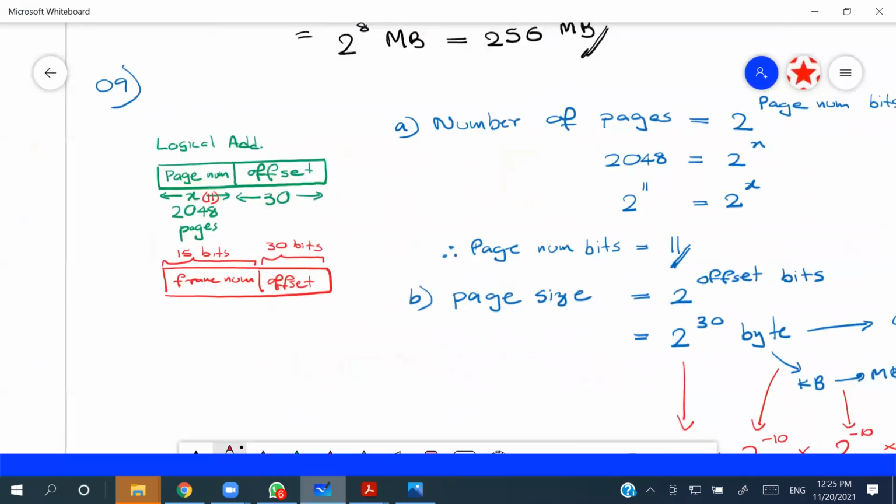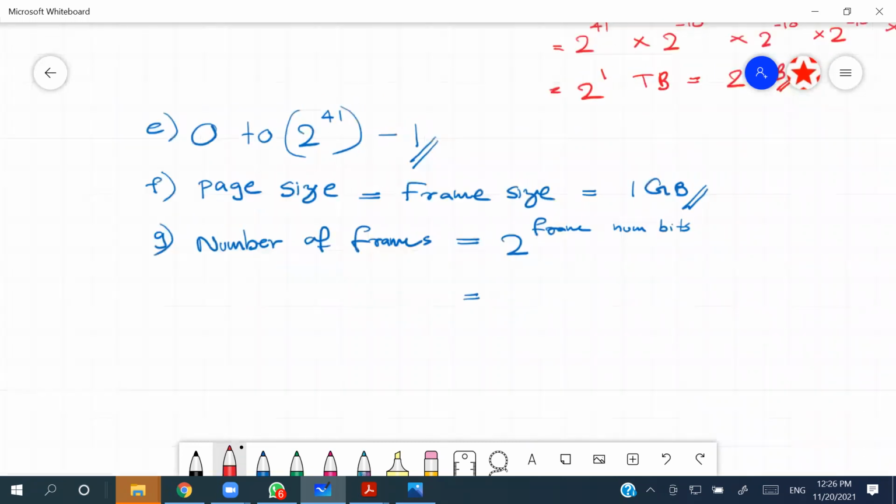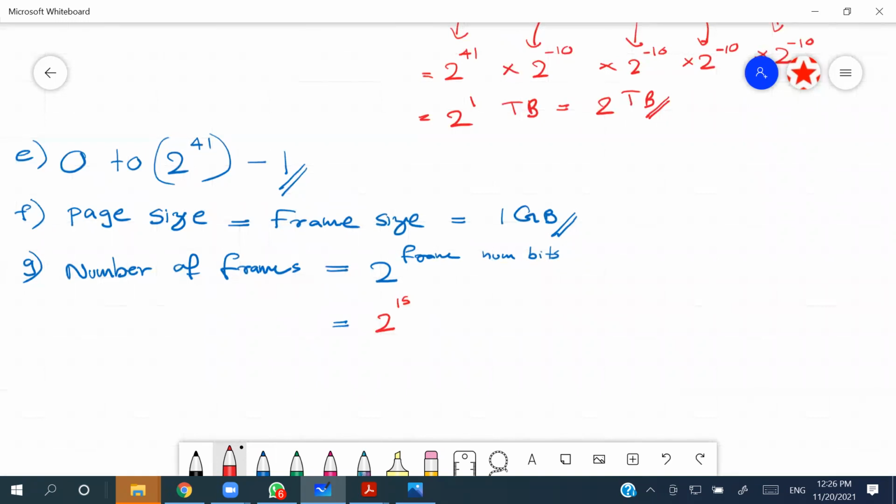So the calculation goes like this: 2 to the power 15. Right? So that is the number of frames. Now, since it's a big number, you are not going to solve it. So just keep it as the number of frames, 2 to the power 15.